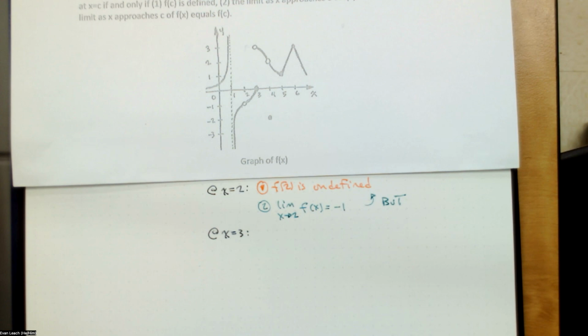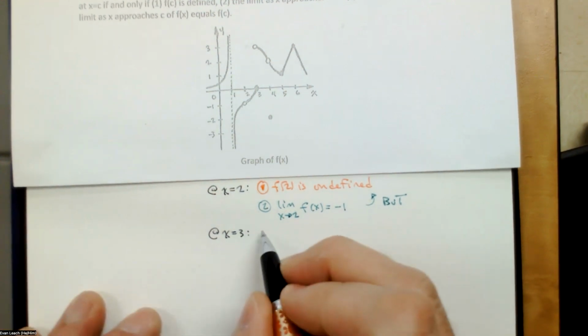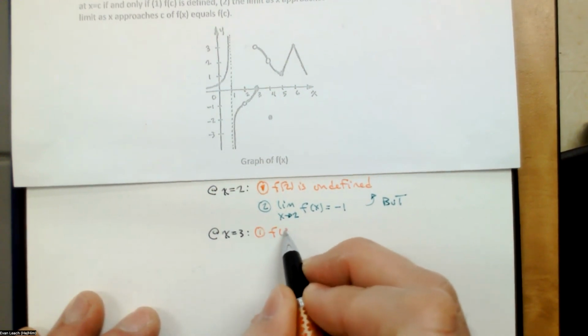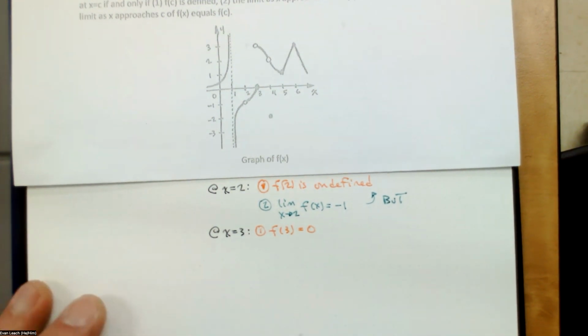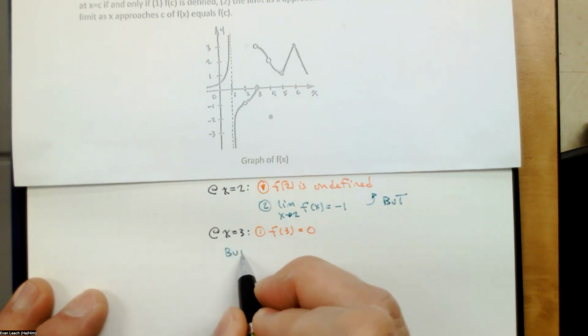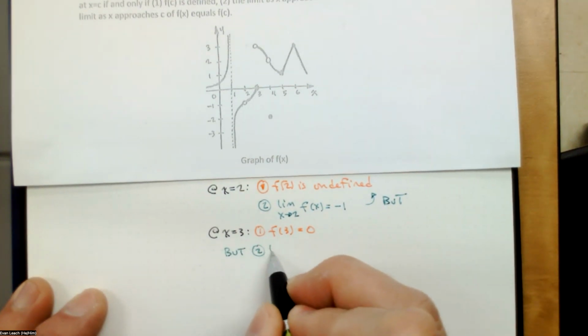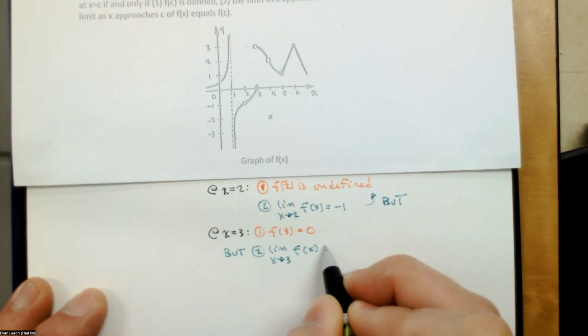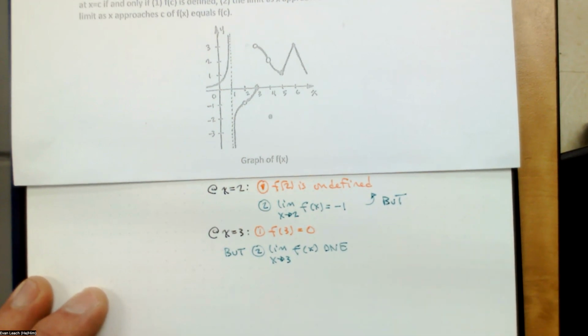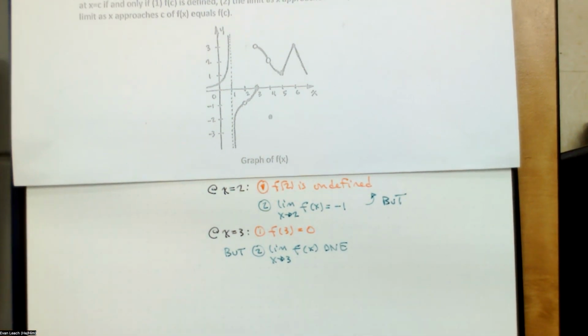Is the function defined? Is f of 3 defined? What is f of 3? 0. So first, f of 3 is defined. f of 3 is equal to 0. But what's wrong? The limit doesn't exist. The function is defined, but the limit doesn't exist.